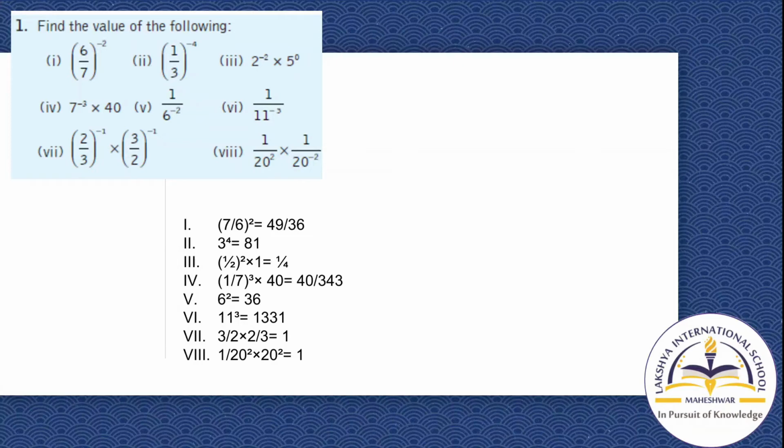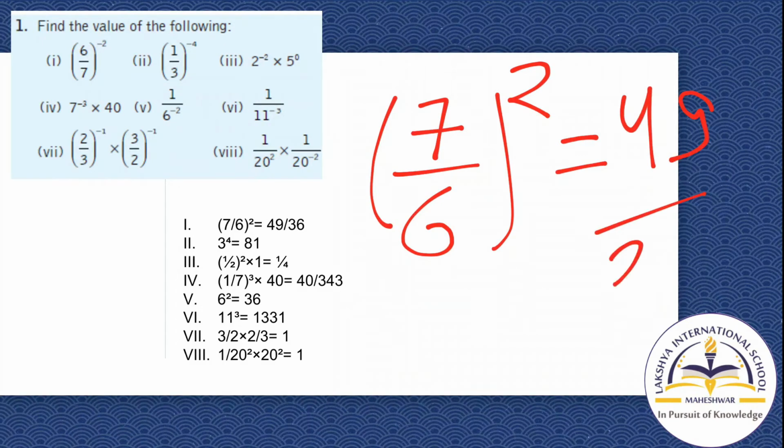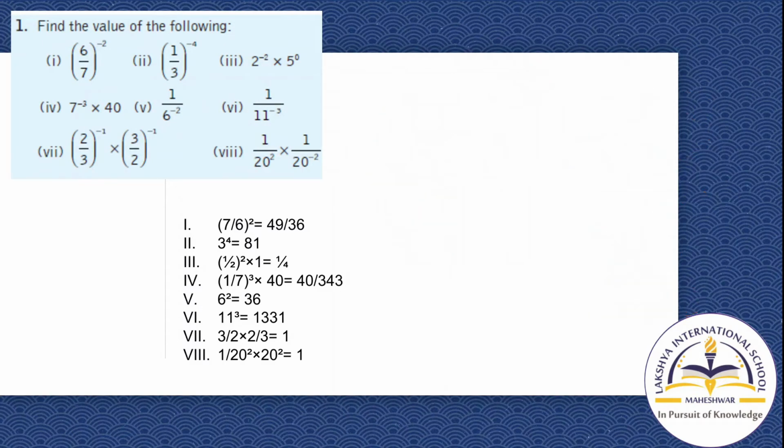Question number 1. Find the value of the following: 6 by 7 raised to the power minus 2. Now you can see the power is minus 2. First we will make the power positive, so 7 by 6 power 2. Now 7 into 7, 7 sevens are 49. So 49 by 6 sixes are 36. So this will be your answer.